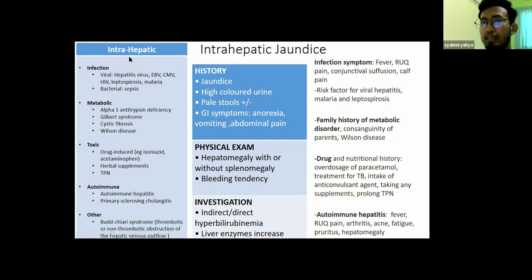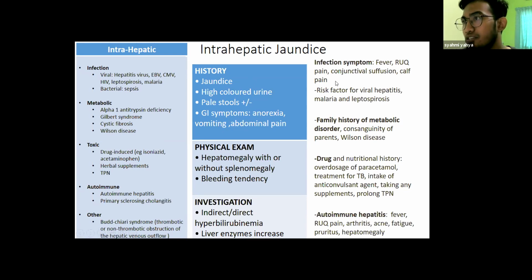For intrahepatic, there can be infection, metabolic, toxic, autoimmune, or other causes. In general, anything that disturbs the hepatocytes can cause jaundice. The history we ask about is jaundice and dark colored urine, because the bilirubin escapes from the hepatocyte into the blood and then goes into the urine for excretion. It can be pale stool because the bilirubin does not reach the small intestine; instead, it backflows into the blood. GI symptoms may be present: anorexia, vomiting, and abdominal pain.